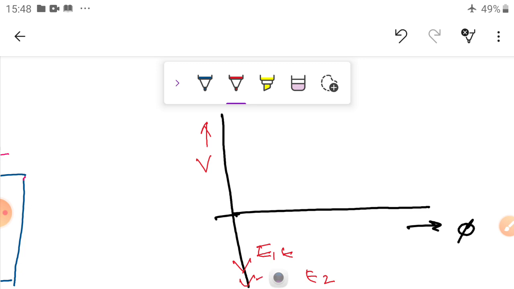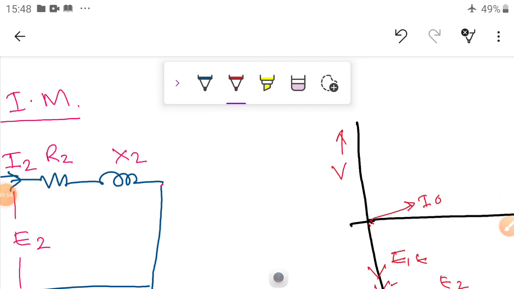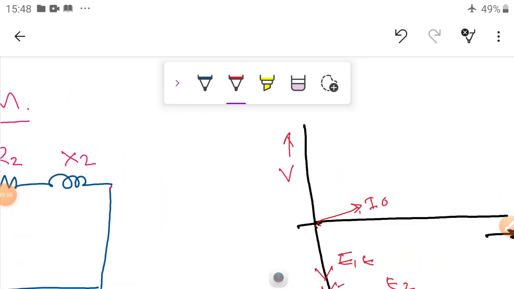Now based on the no load current, I can write it. The no load current is this much, I0. So this is the I0. I0 is split into IW and I mu. Here the current has a vertical component and a horizontal component. I can write this is IW, the working component, and this is the I mu. Now I0 will come.